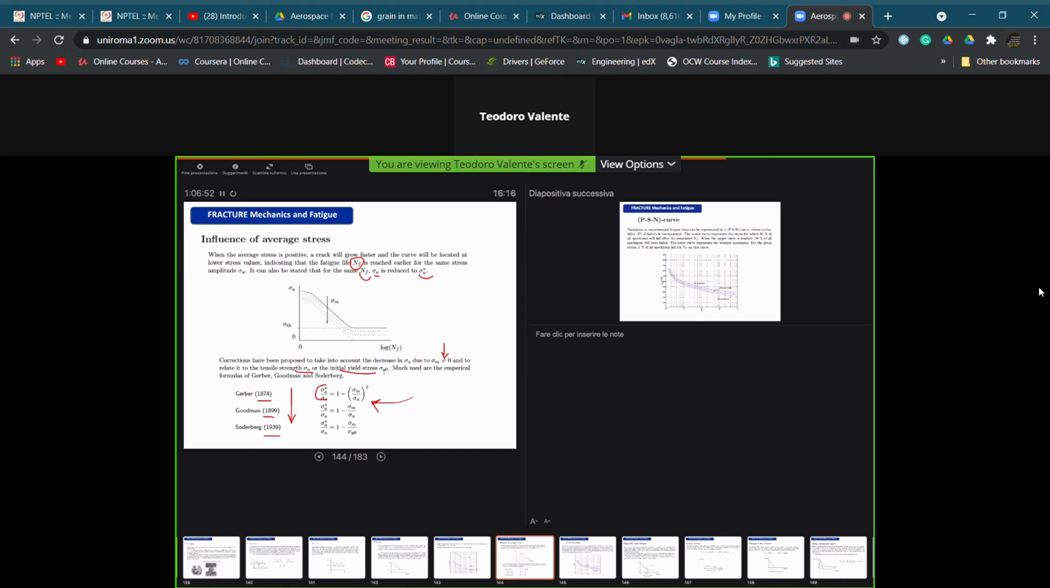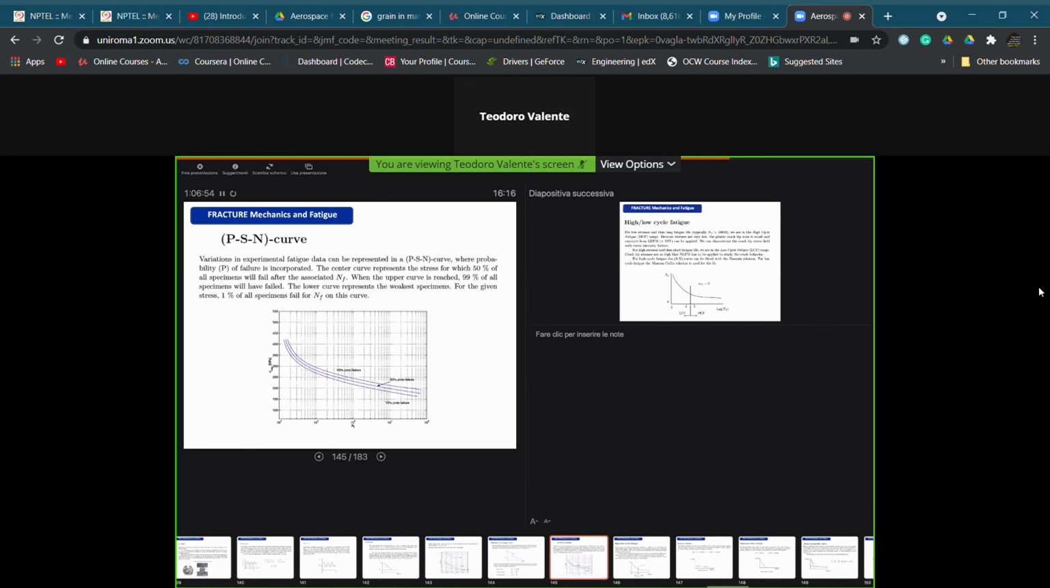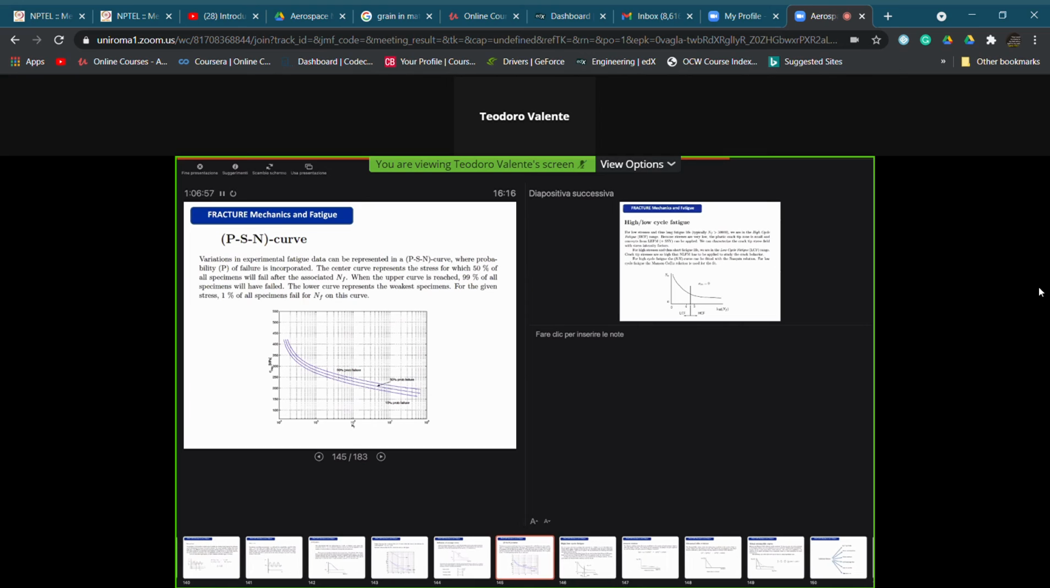Okay, so that's an improvement with respect to the basic approach of the Wöhler diagram. Another thing that we need to consider is that the stress-number of cycles diagram, again the Wöhler diagram, cannot always be unique. We are accustomed to seeing just one curve on the stress-number of cycles diagram.